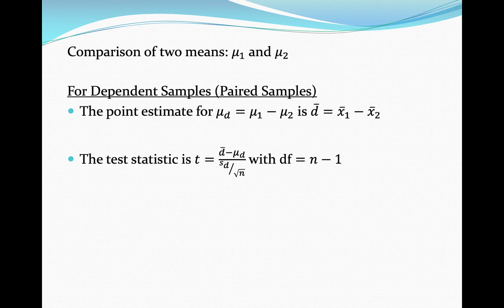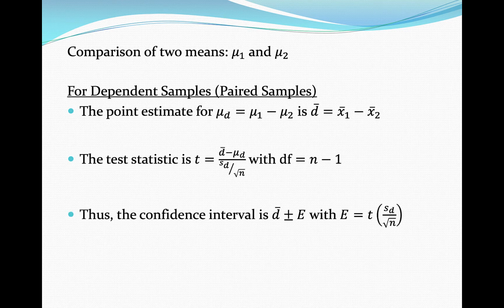Before it was x bar minus mu over s over square root of n. Now, instead of x bar, it's d bar minus mu sub d over s sub d over square root of n. Of course, s sub d is just the standard deviation for your differences, and n is the number of pairs. That's with n minus 1 degrees of freedom. Since we're only dealing with the differences, we still have that same degrees of freedom of n minus 1.